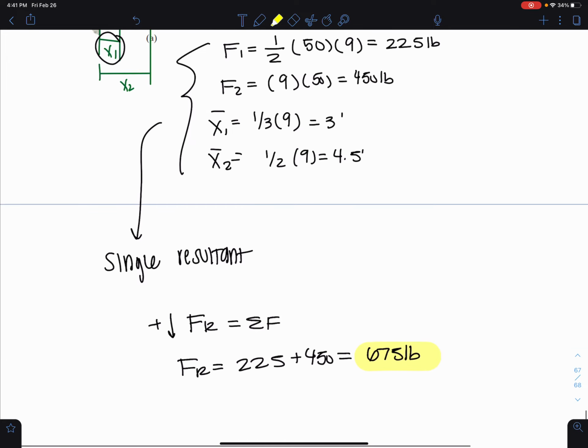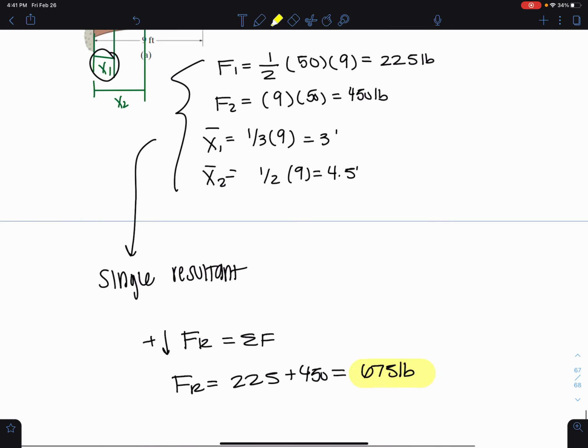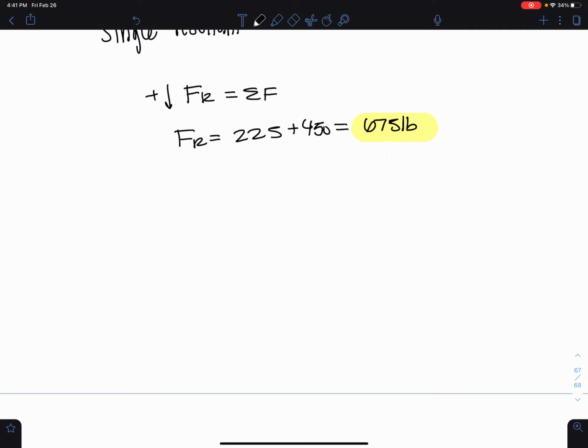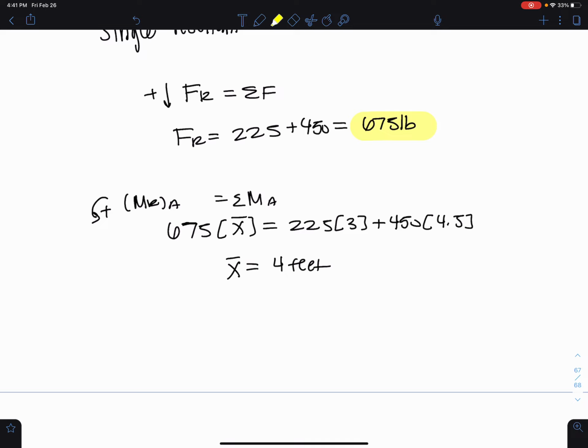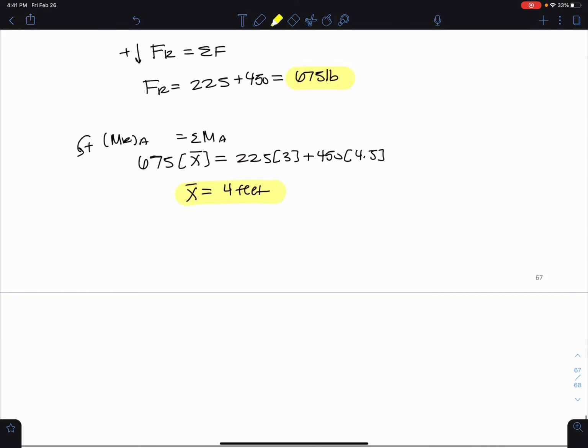And if I want to know the location of the total resultant now, I can always sum moments. The sum of the moments about point A, counterclockwise is positive, is equal to the sum of all moments about A. I have the 675 times the final resultant location is equal to the 225 times 3 plus 450 times 4.5. And I get my x bar is equal to 4 feet. Okay, and that is the end of this topic.